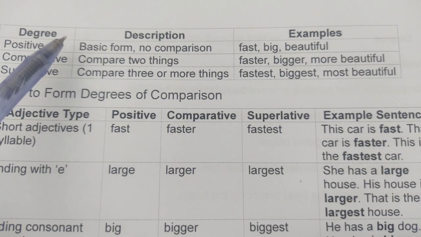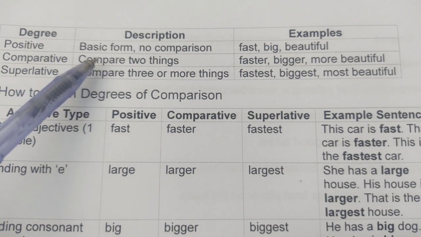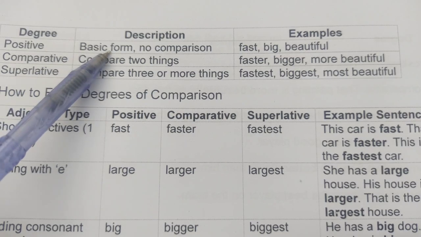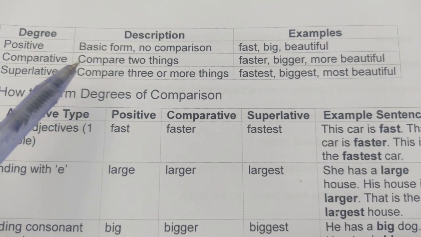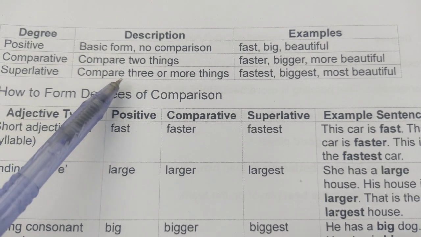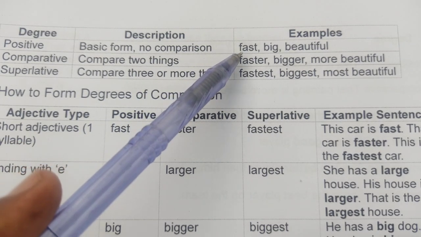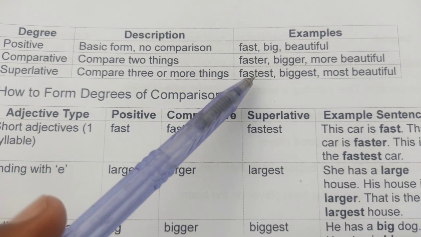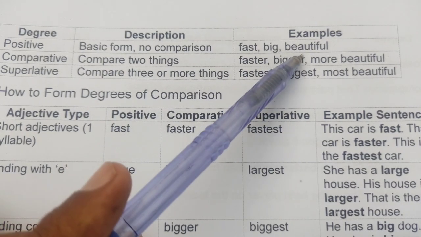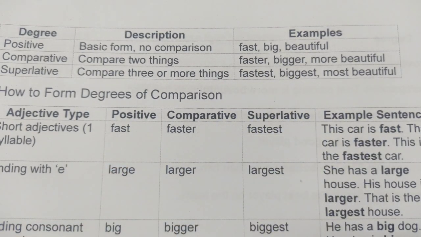Here we have a table of adjectives of comparison. Degree: positive, comparative, superlative. Description: basic form for positive. Comparative compares two things. Superlative compares 3 or more things. Positive fast, comparative faster, superlative fastest. Big, bigger, biggest. Beautiful, more beautiful, most beautiful.